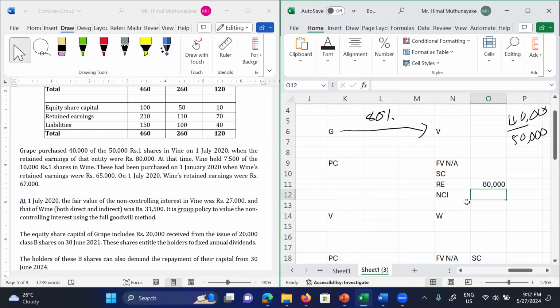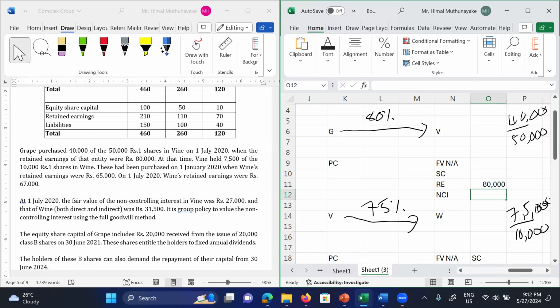So what has Vine done? Out of 10,000 shares, it has acquired 7,500 shares. Right? So that means 7,500, that means it owns 75% of Wine, right?